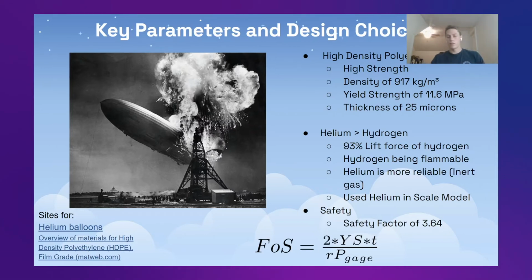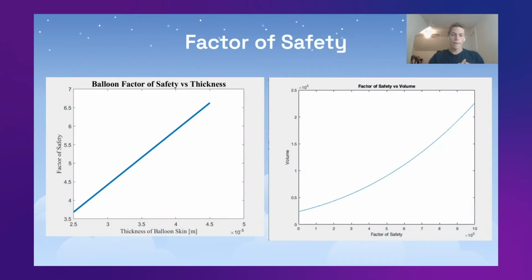We settled on a safety factor of 3.64, which is plenty enough for the given problem. This allowed us to solve for that thickness of 25 microns, given our found radius and other given variables, such as gauge pressure being 10 pascals. We did graph the thickness of the balloon against safety factor to show the relationship of the two and where our values lie, as well as the safety factor against volume, given our found thickness. We did have to expand the graph quite a lot, as we mostly wanted to show the exponential relationship between the two.